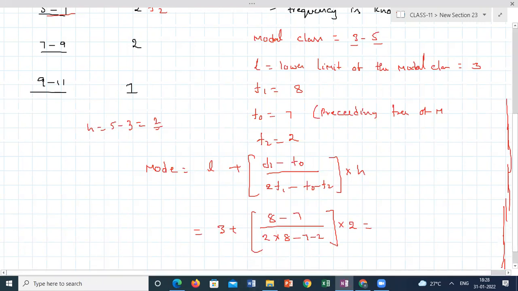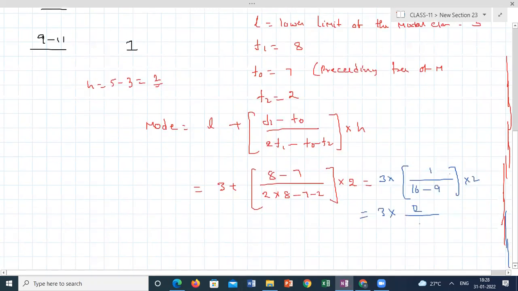See, your mode always depends upon your modal class. It is in between 3 and 5. Once you select the modal class, automatically you get the answer. 8 minus 7 is 1. 2 into 8 is 16, minus 9 into 2. This will be 3 into 2 by 16 minus 9 is how much, students?